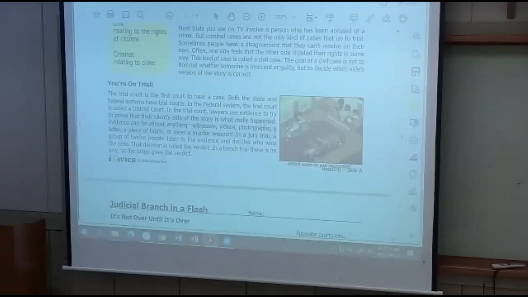murder weapon. In a jury trial, a group of 12 people listen to the evidence and decides who wins the case. The decision is called the verdict. In a bench trial, there is no jury, so the judge gives the verdict.